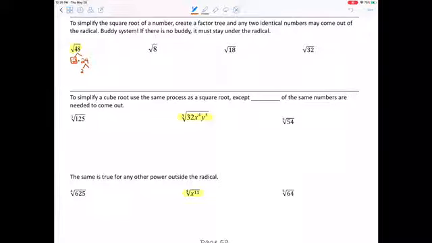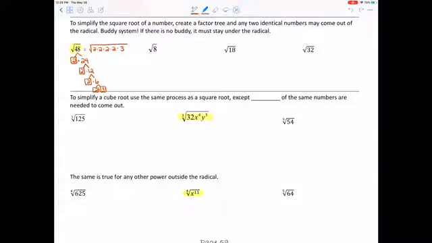24 is still an even number, so we're going to factor out a 2. 2 times 12 is 24. 12 is an even number, so we can factor out a 2. 2 times 6 is 12. 6 is an even number, so we can factor that out to 2 times 3. 2 is a prime number, 3 is a prime number. This allows us to write 48 as a product of prime numbers. So I have 1, 2, 3, 4 2's, and a 3.